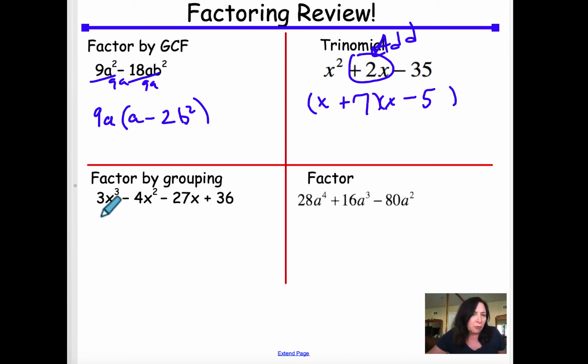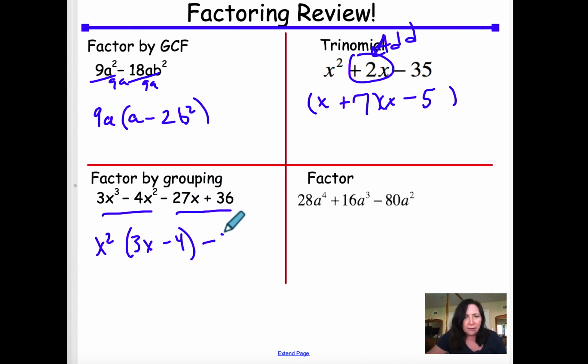Factoring by grouping groups the first two terms and the last two terms. So what you're doing is you're looking for a common factor, like your greatest common factor from both terms. So for the first two, I'm going to factor out an x squared, and then what you have left is 3x minus 4. And for the second part, I'm also going to factor out a negative sign, and it looks like a 9. If I factor out a 9, what's left is 3x minus 4.